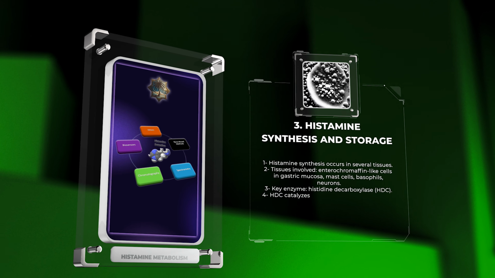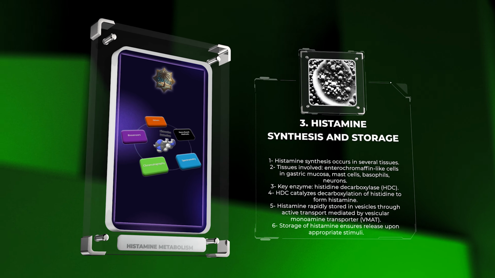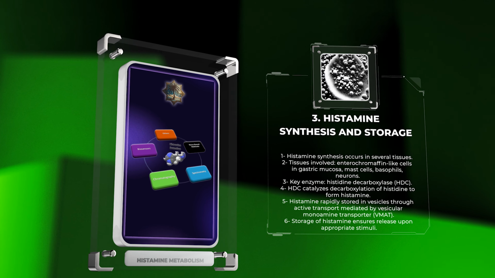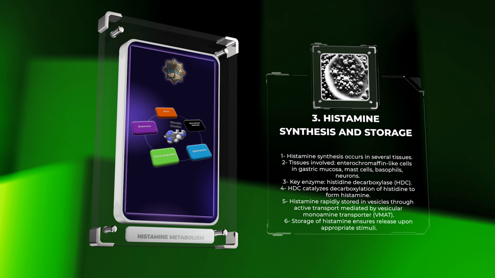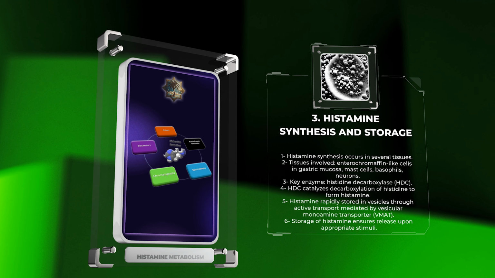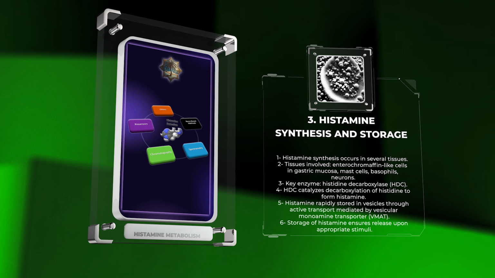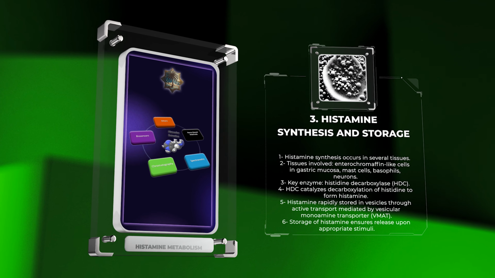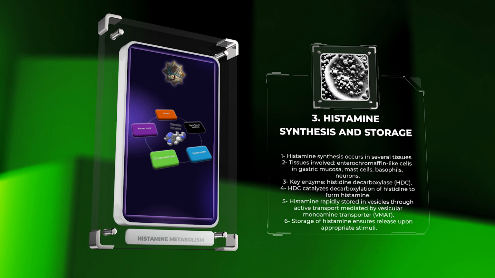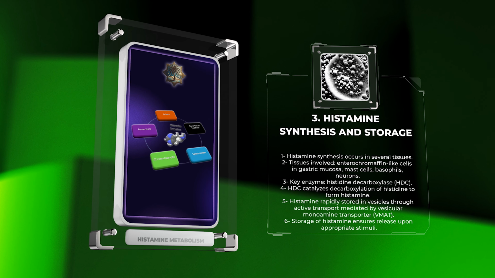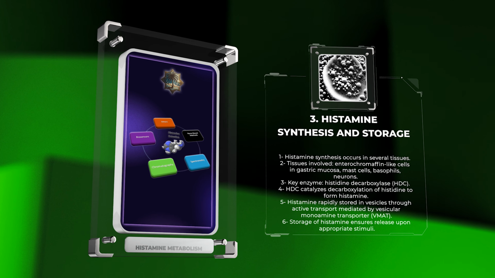Histamine synthesis occurs in several tissues, including enterochromaffin-like cells in the gastric mucosa, mast cells, basophils, and neurons. The key enzyme responsible for histamine synthesis is called histidine decarboxylase, HDC. HDC catalyzes the decarboxylation of histidine to form histamine. Once synthesized, histamine is rapidly stored in vesicles through an active transport process mediated by the vesicular monoamine transporter, VMAT. The storage of histamine ensures its release upon appropriate stimuli.